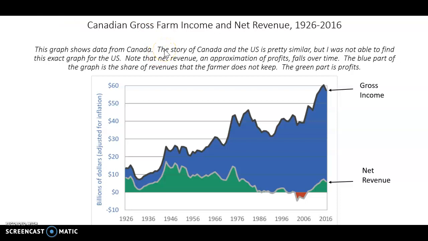The story of Canada and the US is pretty similar, but I was not able to find this exact graph for the US. Note that net revenue, an approximation of profits, falls over time. So if you look at this graph, at the top is the gross income. So that's every dollar that comes in for a farmer.